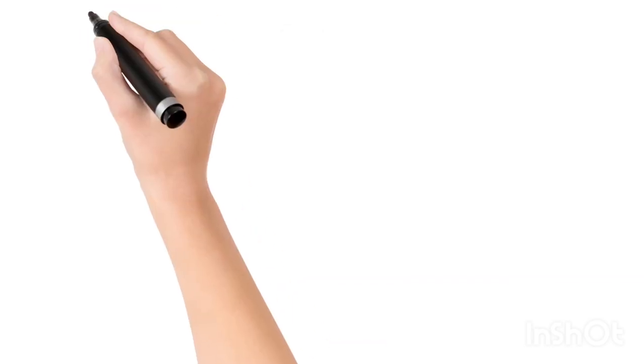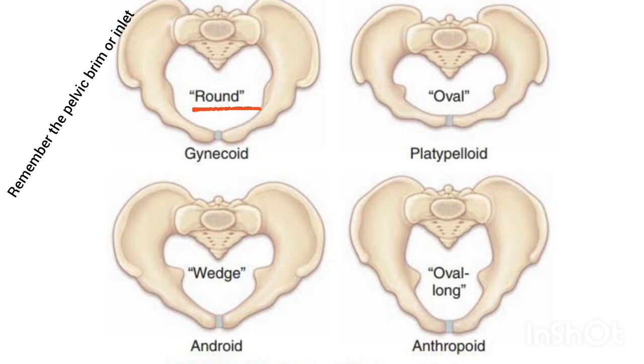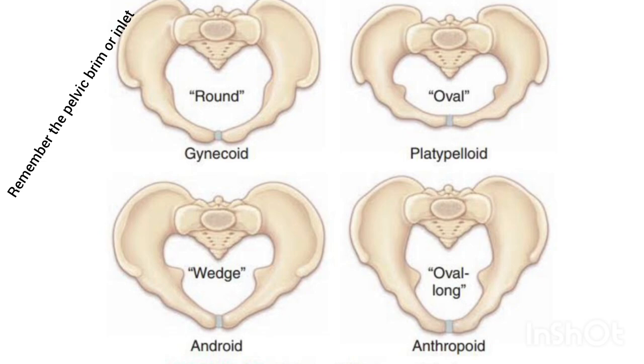Moving on, there are different types of the pelvis: the gynaecoid, the platypelloid, the android, and the anthropoid. The distinguishing feature here is that the gynaecoid is the most common type of pelvis. It is round. Why is it common? Because it favors the process of labor and makes it happen easily. If you have not seen the process of labor, please check my video to get a grasp of it.